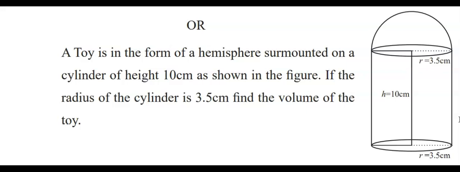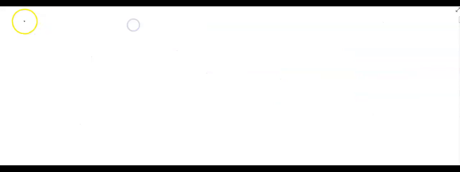Now they are asking us to find the volume of the toy. What should we do? We have to find the volume of the cylinder and the volume of the hemisphere separately. Then we have to find the volume of the entire given figure. Let me solve this problem. This is a choice question.